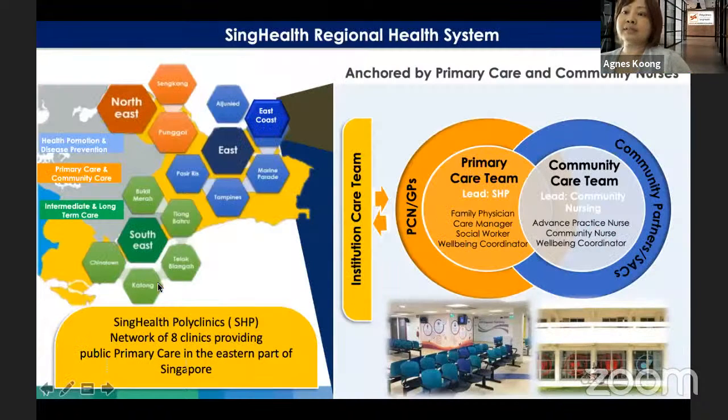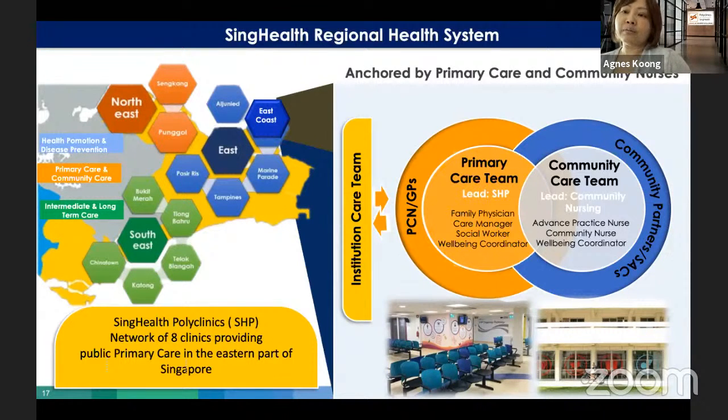And we are part of the SingHealth regional system. SingHealth Polyclinics is a network of 8 medium to large size clinics providing public primary health care in the eastern part of Singapore. Through this initiative, we will showcase how the primary care team partners with the community care team to deliver care to this particular segment of patients with complex needs.